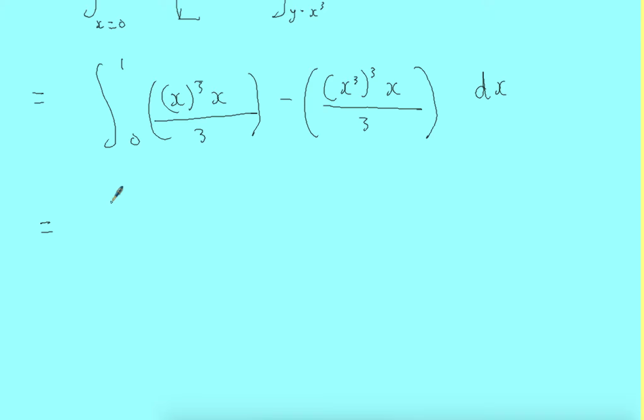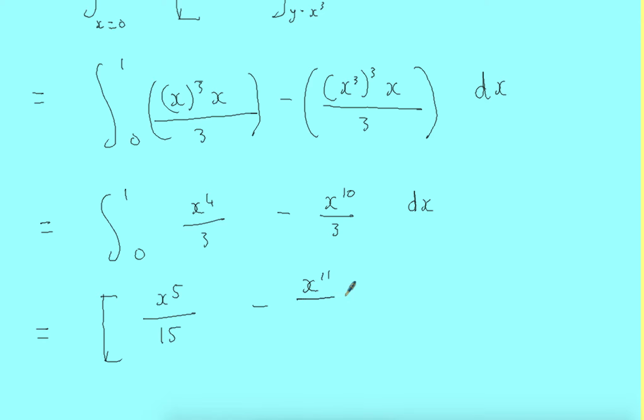Right, so that's going to be x to the power of 4 over 3, take away x to the power of 10 over 3, dx. So let's integrate these with respect to x this time. That's 10 because 3 times 3 is 9 and 1 is 10. So I know I've done everything right because I'm left with just x's in my final integral. That's going to be x to the power of 5 over 3 times 5, which is 15, take away x to the power of 11 over 3 times 11, which is 33, between 0 and 1.